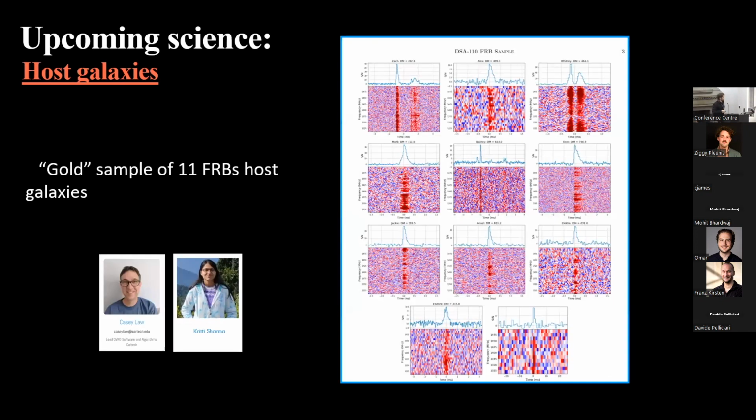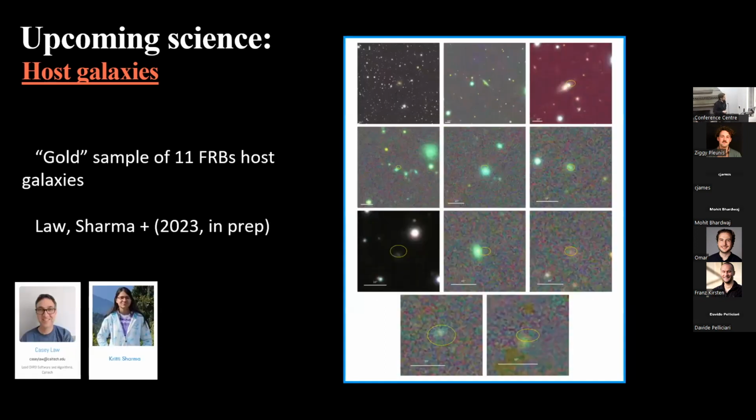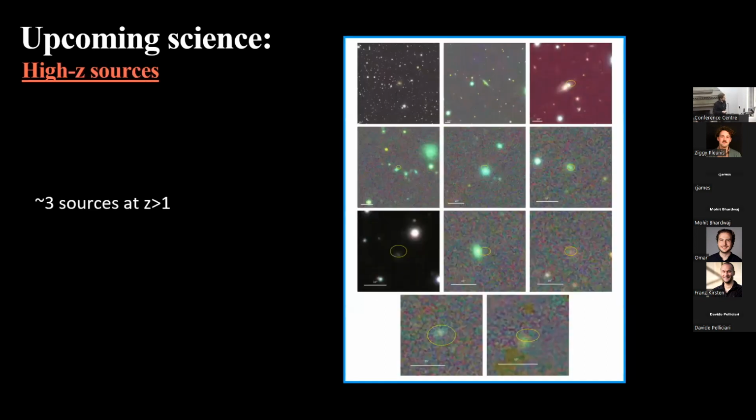Casey and Kriti are working on a sort of gold sample host paper. I won't say too much about this, but I'm sure they're happy to chat about it at this meeting. This will be coming out relatively soon. It's got 11 FRBs in it and their host galaxies. And then finally, again, I won't say a ton about this, but we have 3 sources, maybe 2 or 3 candidates that we think are beyond redshift 1. So that's also exciting.